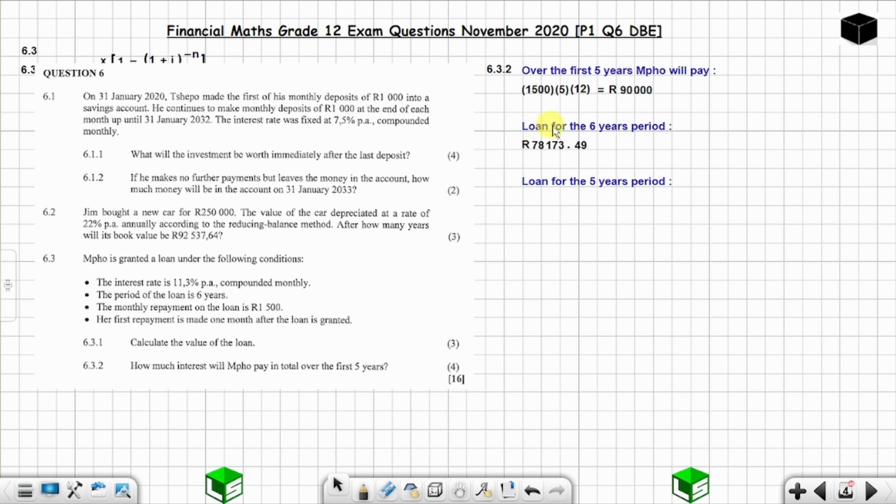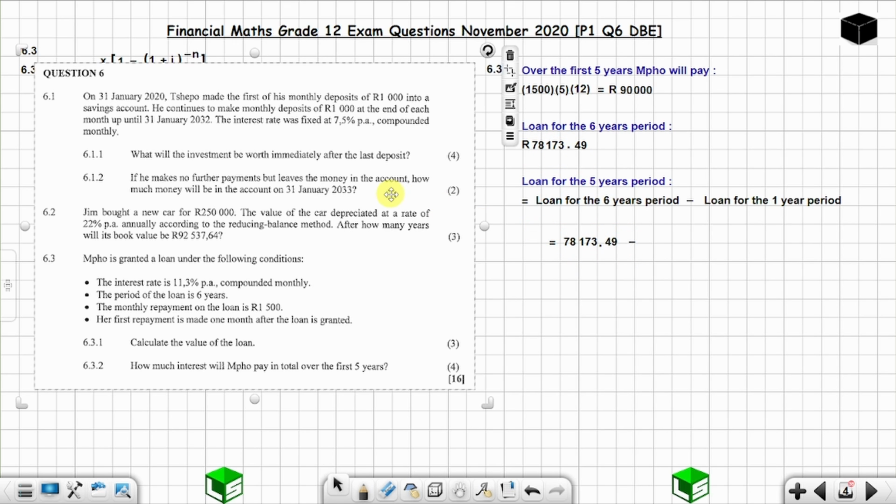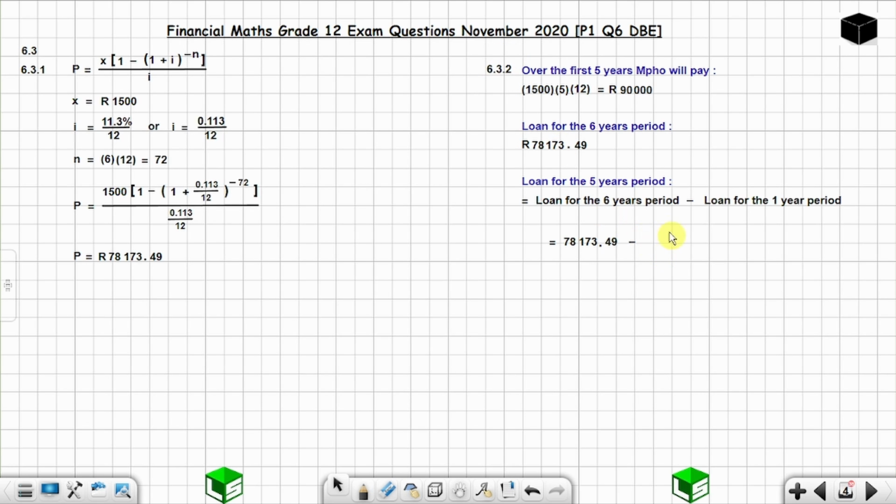So you are going to take the loan for the 6 years period minus the loan for the 1 year period. 6 minus 1, you are going to have 5 years. This is for 6 years, minus for 1 year. For 1 year, you have to calculate it. You are going to use this formula. So you have x is this.